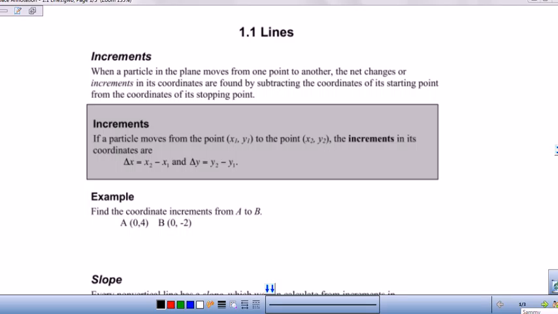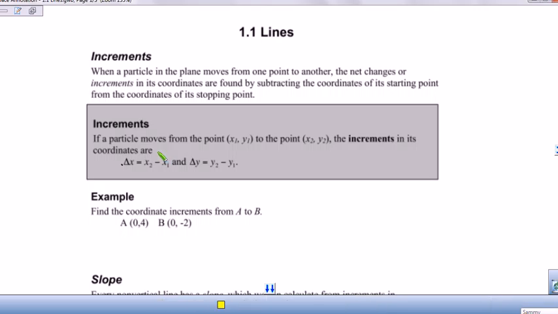So we're going to be looking at slopes and equations of lines. First of all, we got to talk about what increments are. So that's basically going from one point to another point. So when a particle in the plane moves from one point to another, the net change, which is the increments in its coordinates, are found by subtracting the coordinates. So that's the change in x and the change in y.